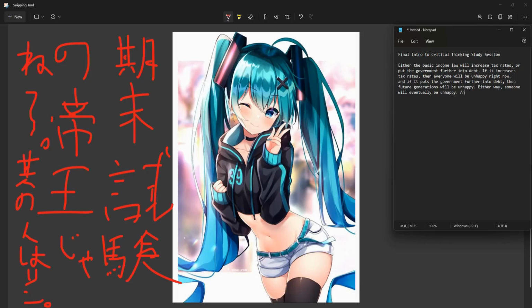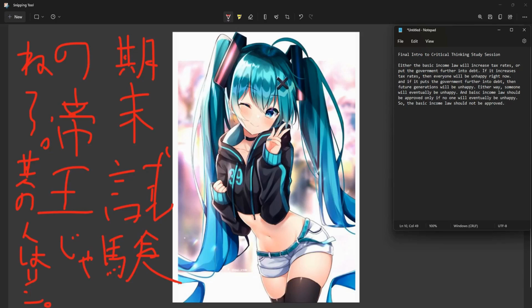And the basic income law should be approved only if no one will eventually be unhappy. So the basic income law should not be approved.